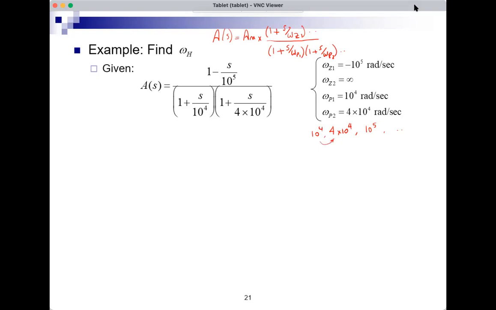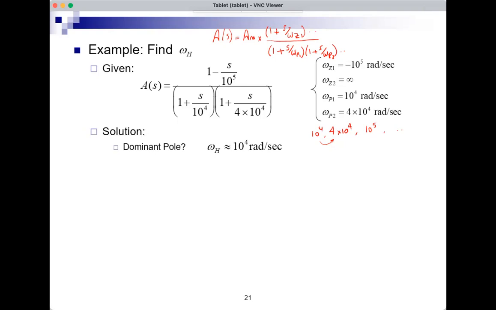The ratio between the first two critical frequencies is exactly 4. And this is the minimum required to declare that the smallest pole is dominant. So I can do that because here omega p1 meets this condition. I can say that an approximation for this bandwidth, omega h, would be just the value of omega p1. Omega h is approximately 10 to the 4 radians per second. So this is a quick way to find omega h.